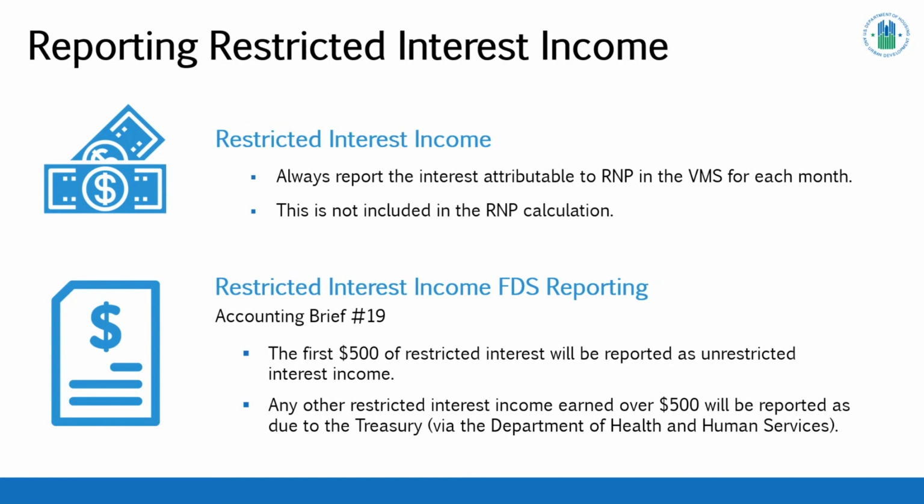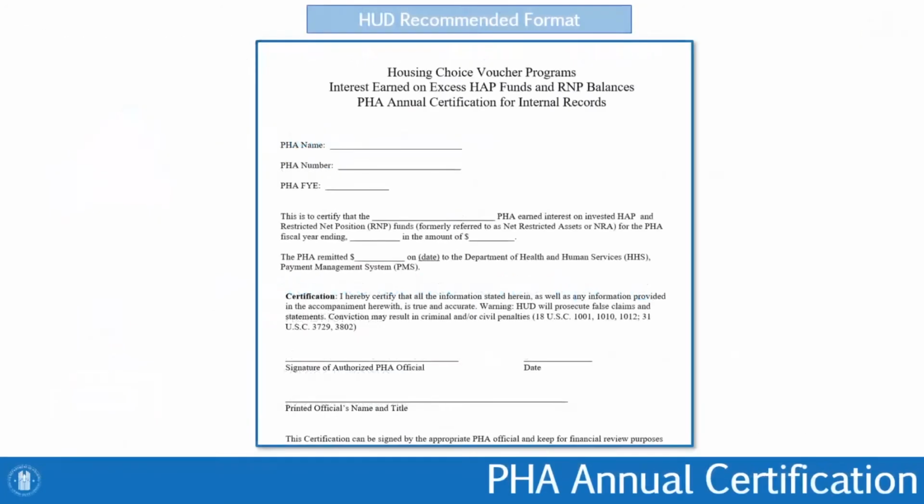Accounting Brief 19 provides clear guidance on how to treat and report this activity. There's a self-certification form that you can fill out if you choose to do so. This does not get submitted. It's just for the PHA's internal records.